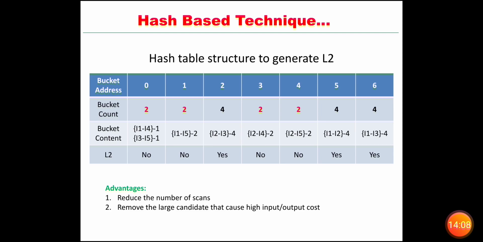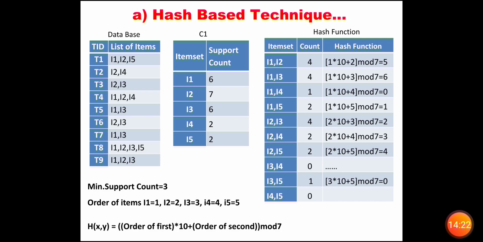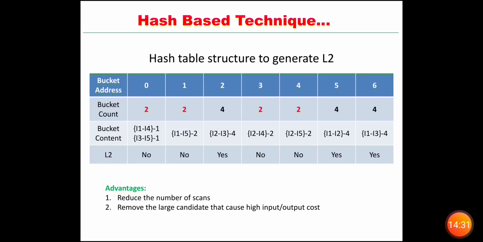The same way for the sixth bucket, the I2, I3, the value will be 4. These values were taken from the hash function tables. From this we have seen the minimum support count is taken as 3. Now we will compare this minimum support count with these values. So the condition is the bucket count must be greater than or equal to the minimum support.